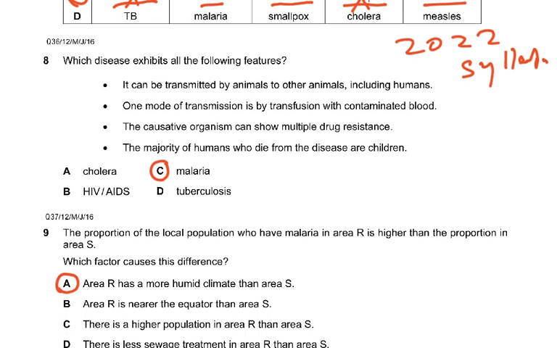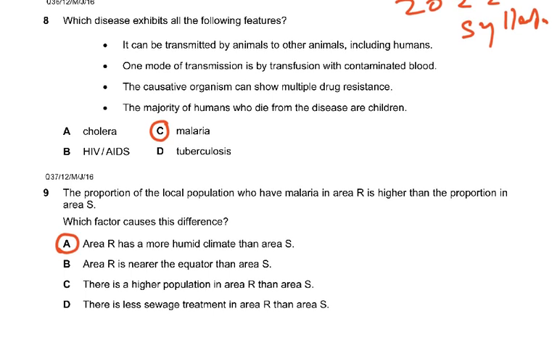Which disease exhibits all the following features? It can be transmitted by animals to other animals, including humans. One mode of transmission is by transfusion with contaminated blood, which is the disease which is found in the blood, and that is malaria, plasmodium. The causative organism can show multiple drug resistance. The majority of humans who die from the disease are children. So the answer to that was malaria, which exhibits all the following features.